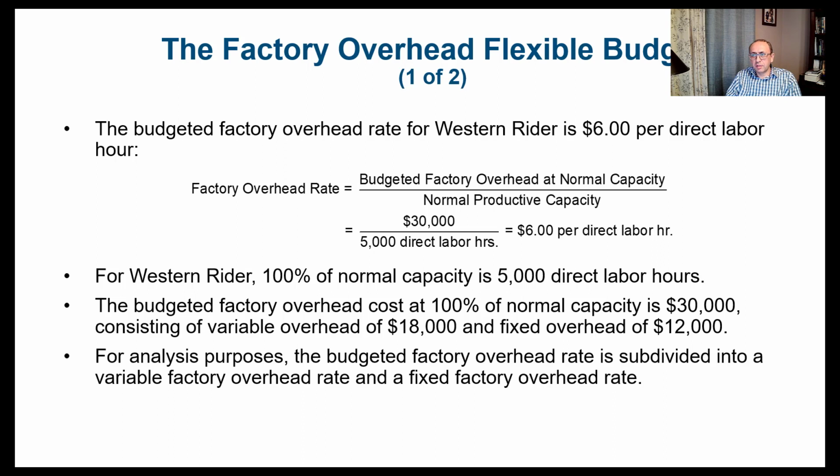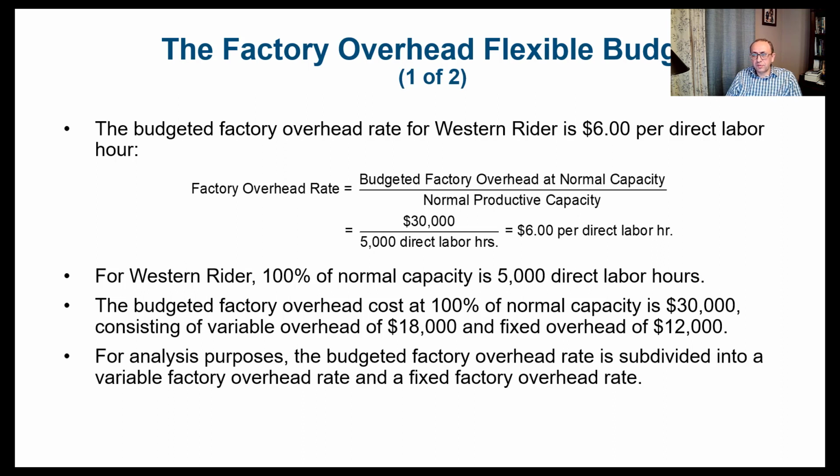So the factory overhead rate here, we start by the budgeted factory overhead at normal capacity, would be $30,000. The normal productive capacity is 5,000 direct labor hours. So dividing 30,000 by 5,000 hours, that's $6 per direct labor hour. So for Western Rider, 100% of normal capacity is 5,000 direct labor hours. If it's more than 100%, we can see that it's going to be more than the 5,000. If it's less than 100%, then it's going to be less than the 5,000.